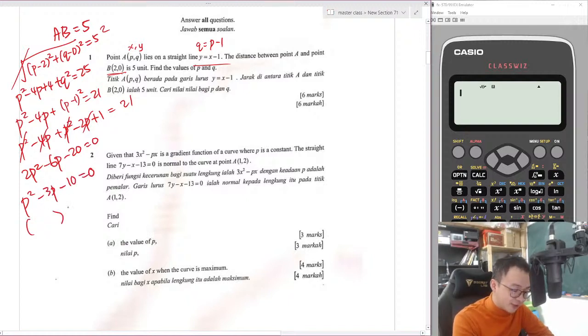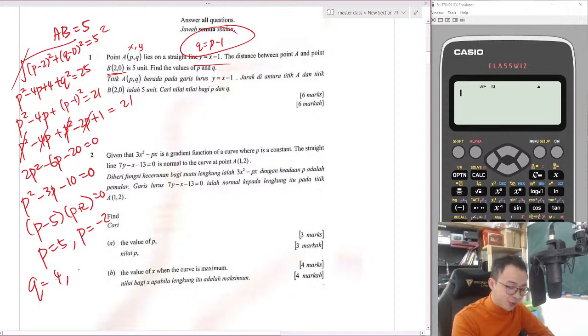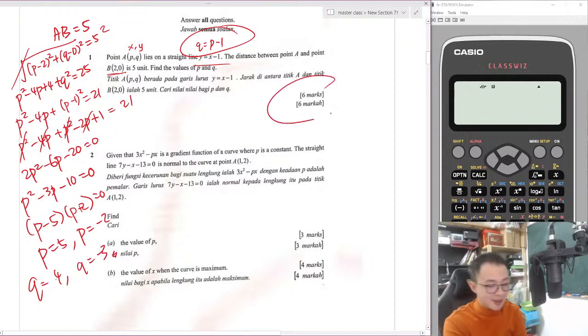Then I will just factorize it, so I will get p and p, this one should be 5 and 2, minus and plus. So p equals 5 or p equals negative 2. Then I can get q by substituting p back into this equation, isn't it? So this one is 5 minus 1, which is 4. Negative 2, negative 3. Alright, so yeah, I've done the 6-mark question.